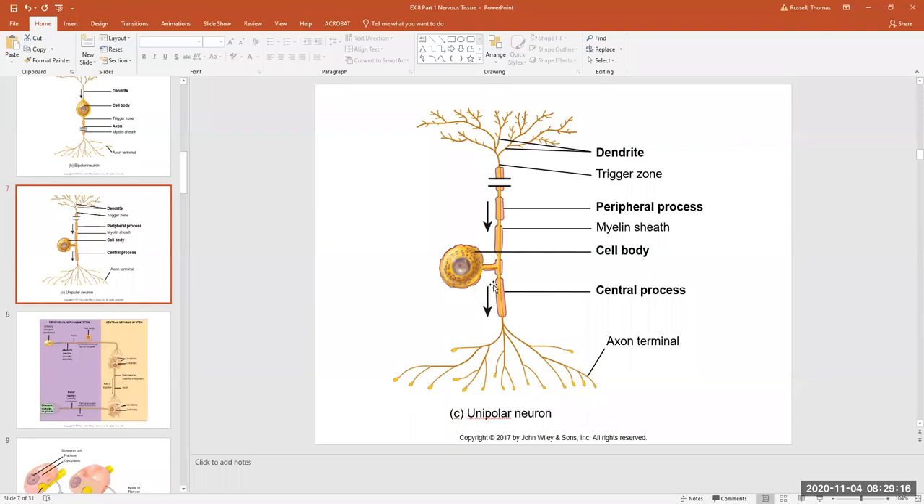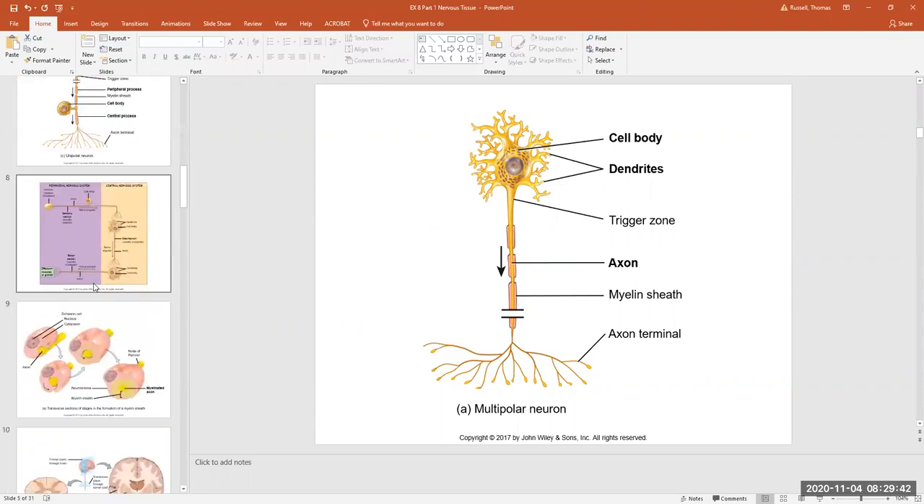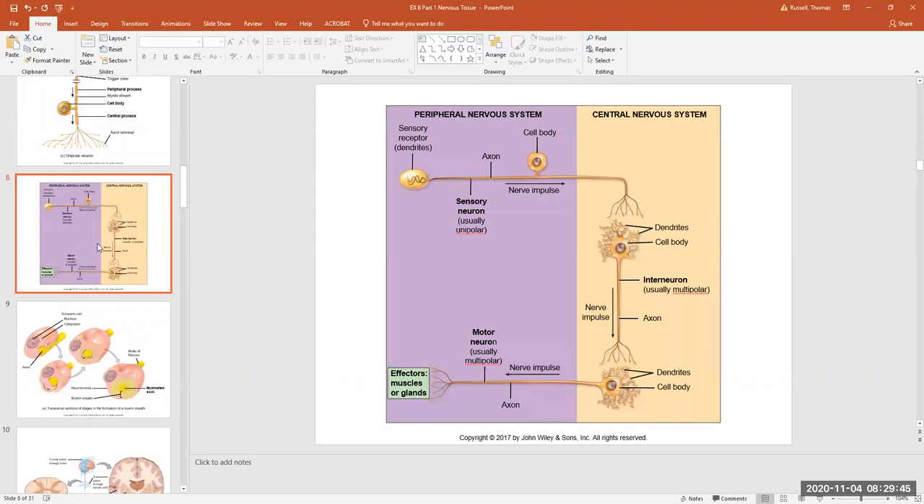Now, I should mention this. Action potentials always go from the dendrites down the axon towards the axon terminals. So same thing here. The action potential would start to be generated up here by the cell body with the dendrites, and then it would go from what's called the trigger zone down the axon to the axon terminal and synaptic end bulb. And when that action potential reaches the end of the neuron, the neuron releases its neurotransmitter.